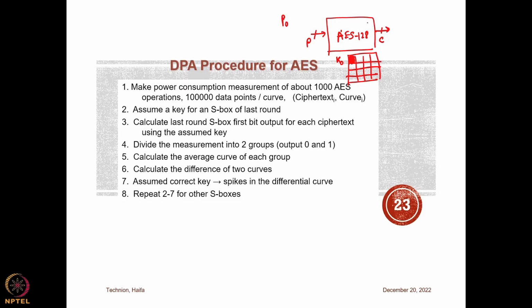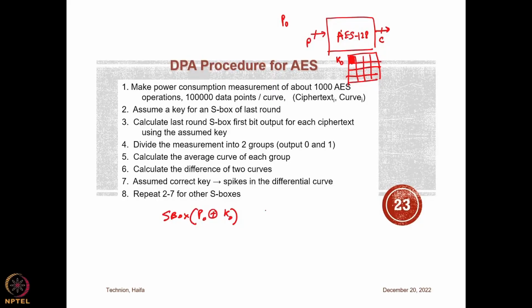If you observe the encryption, the first thing that you do is SBox applied on P0 XORed with K0, because P0 gets XORed with K0 and then you apply the SBox, and then you have an 8-bit value. Likewise, there are other bytes also, but I am interested to know this particular byte.